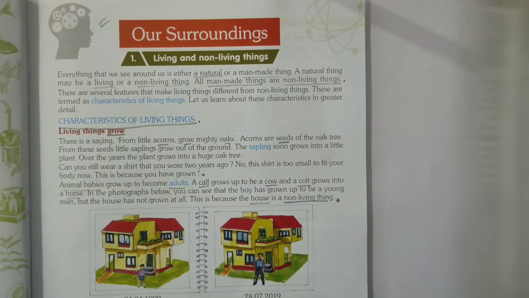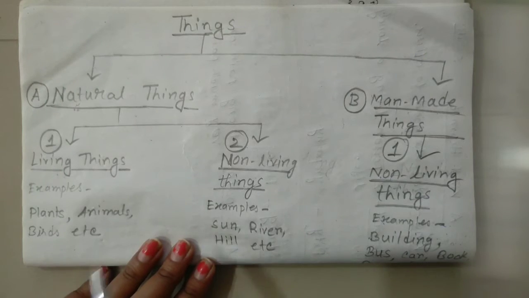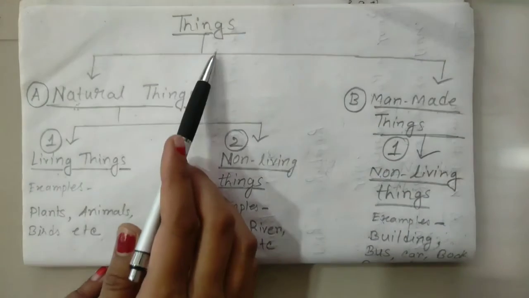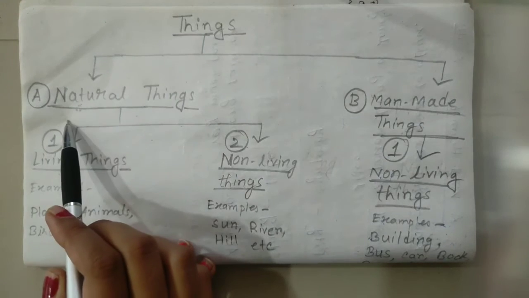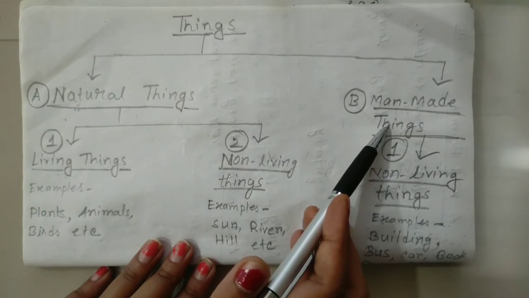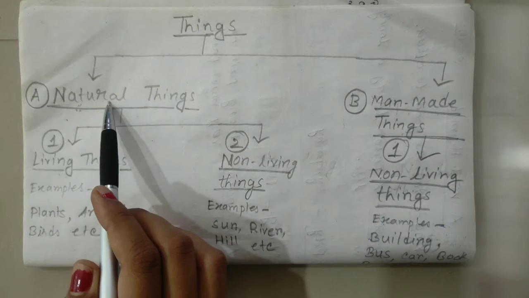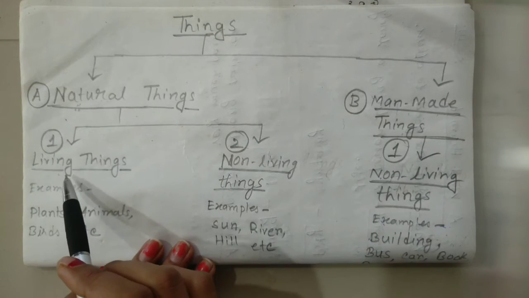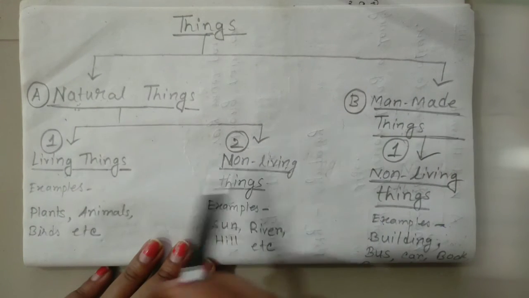Everything that we see around us is either a natural or a man-made thing. A natural thing may be a living or a non-living thing. All man-made things are non-living things. Let me clear it. Now see the tree diagram. Things are of two kinds: one, natural things; two, man-made things. Now natural things are of two kinds: one, living things; two, non-living things.